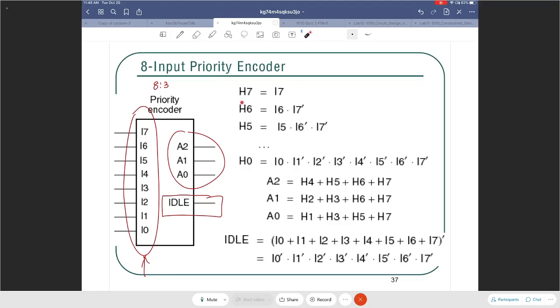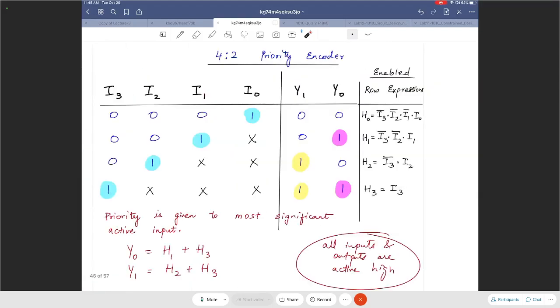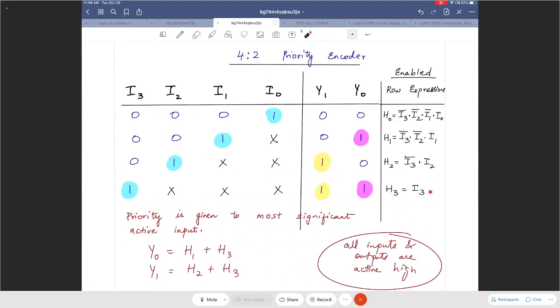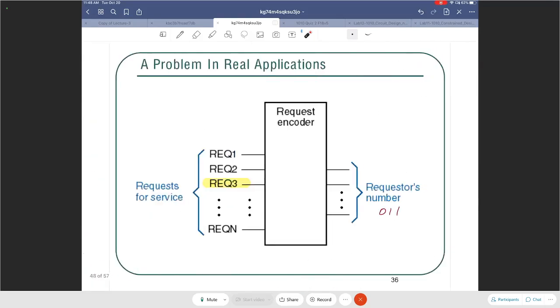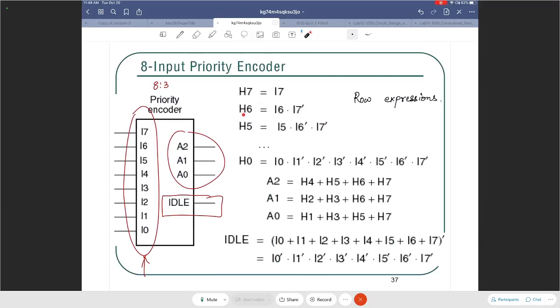Now, where did all these expressions come from? The same way we derived the row expressions for the previous example. So these are all what we called row expressions earlier, right? We had H3 as I3. See this? H3 as I3. Now we have H7 as I7 in the case of 8 to 3. And then H6 will be I6 and I7 complement. And then so on. You go down this list all the way to H0.